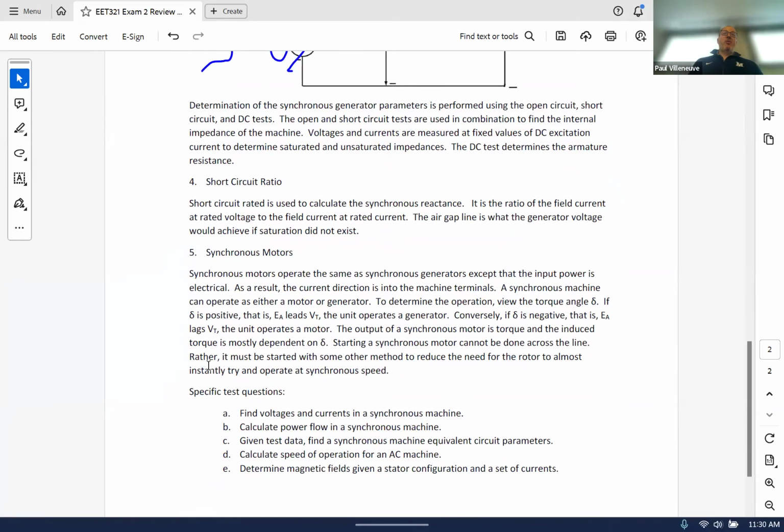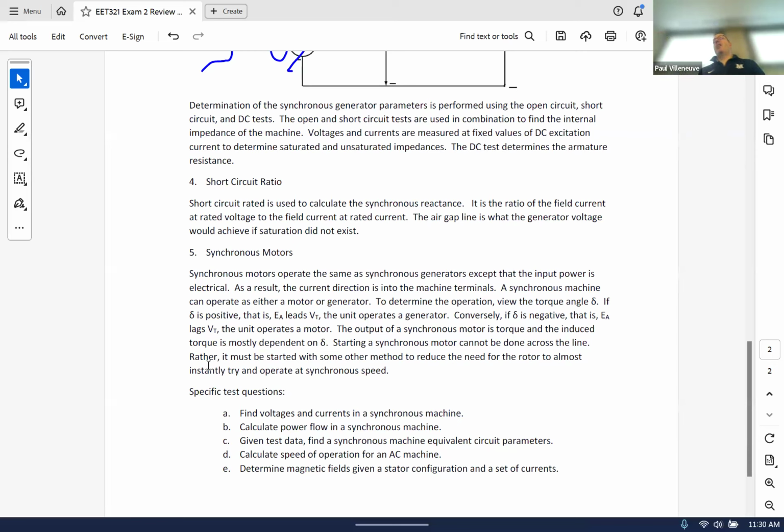And then a synchronous motor is just a synchronous machine operated with the power going in. So all the stuff that we apply, except now my current direction is going in. So your terminal voltage is going to be fixed. And then you get drops in your system, where the other way, your terminal voltage is fixed, but your drops are from your excitation system out, or your internal armature voltage.